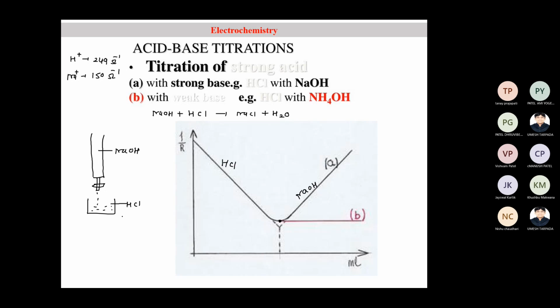You continue to add NaOH from the burette. That means you are adding the 150 value and replacing 249. So initially it decreases, but once all the H plus is removed, the 249 value stops decreasing, because all the H plus has been replaced, and you are adding NaOH continuously. Then because of Na plus and OH minus ions, conductance increases. So this is about strong acid versus strong base titration.